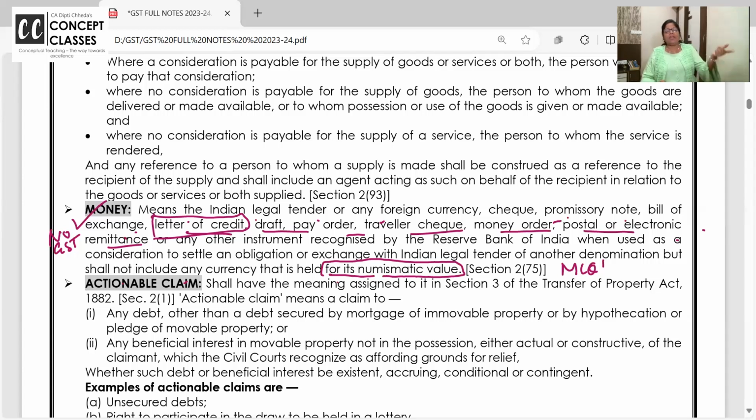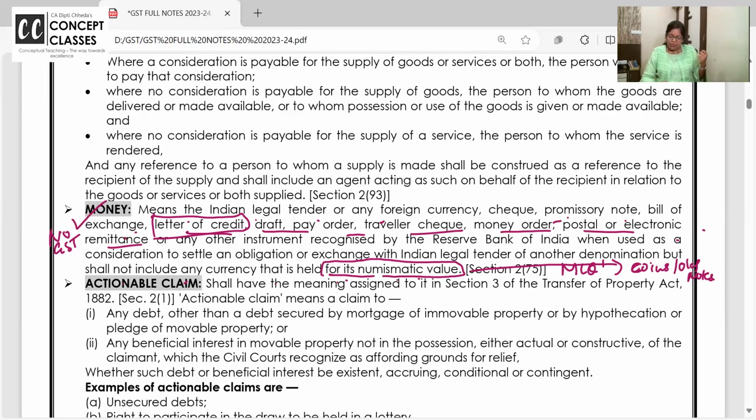Clear? On money, is GST applicable? No. But it shall not include currency that is held for numismatic value. Coins, old notes. You have all seen the 1,000 rupee note or not? I have it in my wallet. One was left inside the inner pocket of my wallet. It is lying there now. After a few years we will frame it. The 1,000 rupee note was there. Now we have 2,000 and 500 notes; the old 500 notes are not working now.